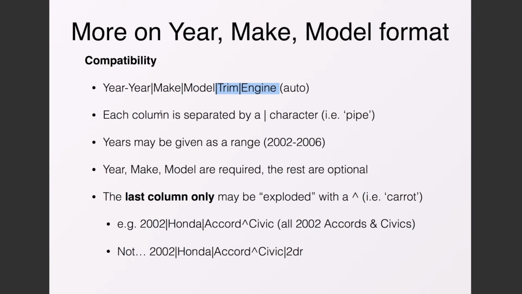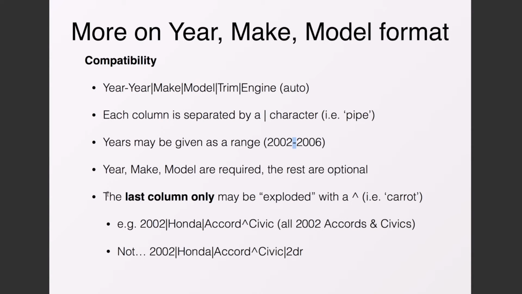Each column is separated by a pipe, which is this vertical bar here, and you can usually find that above your return key on the keyboard. You might have to hold down Shift. Years can be given as a range, just like in the UI. You just use a dash or a hyphen here. The first three columns, the year, the make, and the model, are required, but the rest are optional. And what we do is we just assume that if you don't include those columns, you want all possible combinations of them. Again, same as the UI.